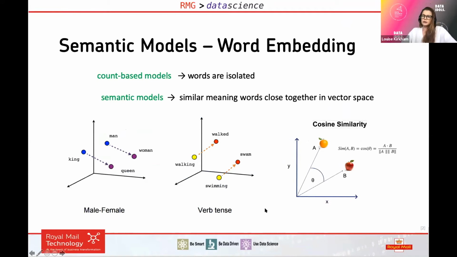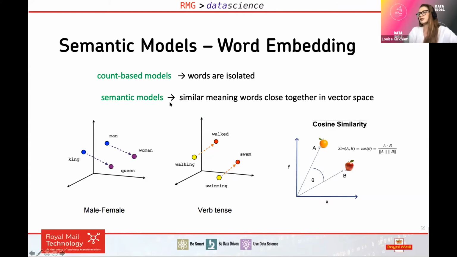So up till now, we've vectorized our words and they've been completely isolated in vector space. They don't have any relationship with other words. But ideally, we want to understand how similar words are related. So we want to, in some way, embed them into our vector space in a way that similar words are grouped together.